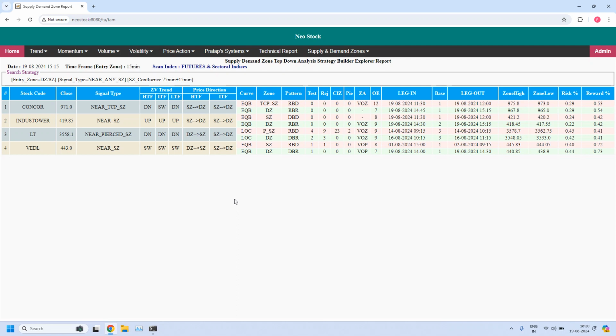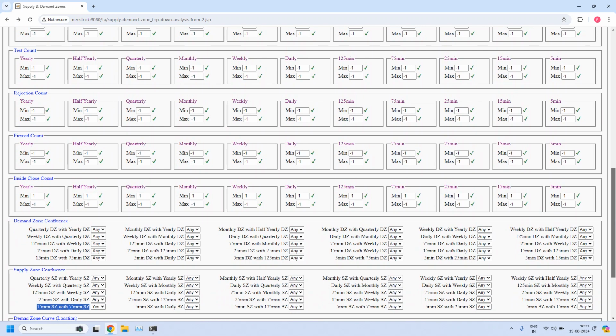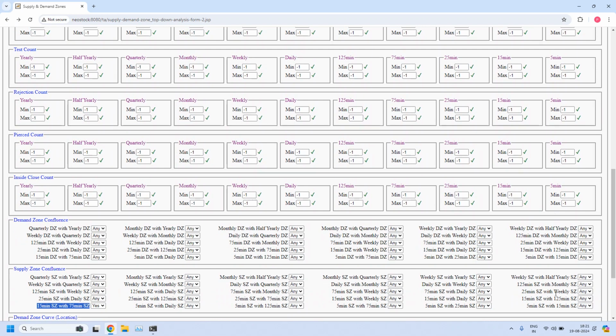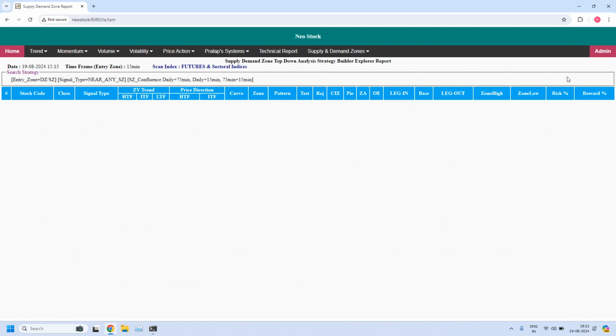Okay, out of these 4, again, how many are having confluence with the HTF time frame? That also we will verify. HTF is the daily time frame. In the supply zone, 15 minute supply zone with 75, 15 minute supply zone with the daily supply zone also we enabled. And also 75 minute supply zone with the daily supply zone also we enabled. So for LTF, ITF, HTF confluence, no stocks are available for the 15 minute supply zone. So we have seen only 4 stocks for ITF confluence.